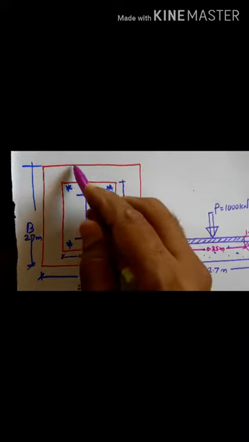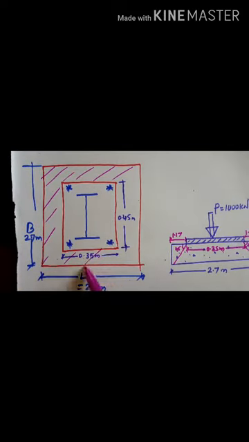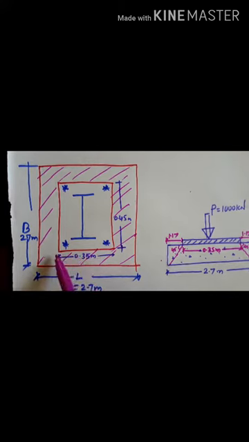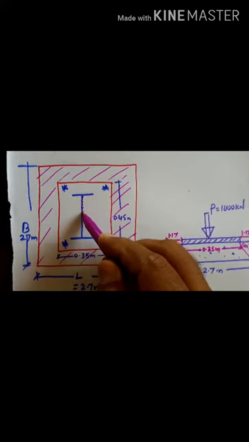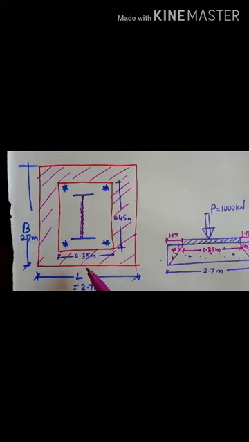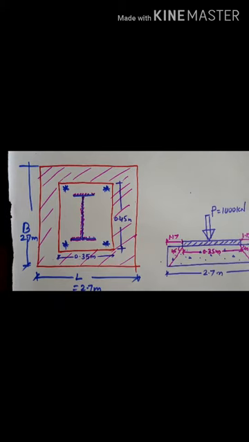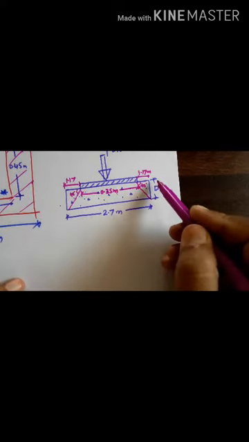This is the concrete pedestal. Over the concrete pedestal, this is the base plate of size 0.45 by 0.35. On that base plate, the column, that is the I section, is provided, and for this I section the weld is done. This is welding. The length and breadth have also been calculated for the pedestal. We only need to calculate what is the depth of the pedestal required.